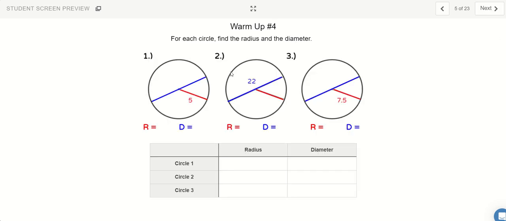Okay, so given these, let's go and figure out. If the radius is 5, the diameter is going to be twice the length. You see it takes two of those red lines to fill the blue space, 10. Here, if the diameter is 22, notice that half of that, the red spot, is going to be 11. And here, if the radius is 7.5, again, the red part is only half of it. It takes two of them to fill out the diameter. So this would be 15.